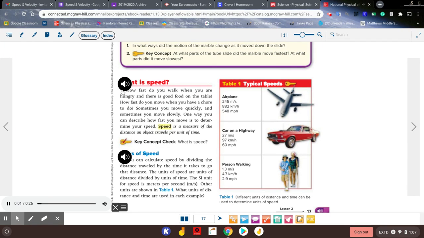What is speed? How fast do you walk when you are hungry and there is good food on the table? How fast do you move when you have a chore to do? Sometimes you move quickly, and sometimes you move slowly. One way you can describe how fast you move is to determine your speed. Speed is a measure of the distance an object travels per unit of time. Key concept check: What is speed?